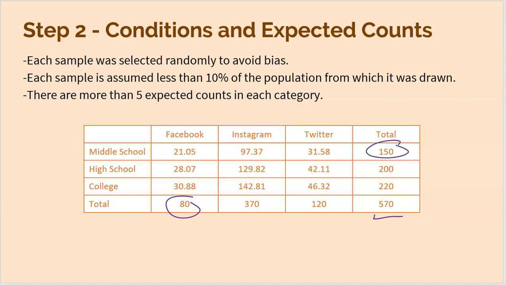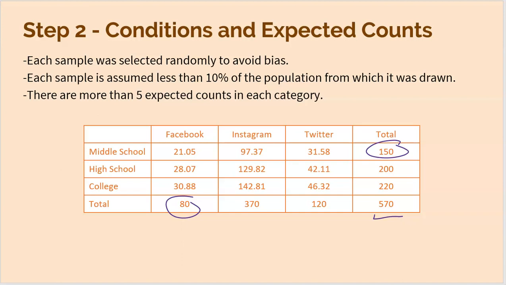Now, just so you understand where these numbers are coming from, it's really important that you understand that I build this assuming the null is true. So, for example, 80 out of 570 is about 14% of people in this survey who use Facebook. So if there is no difference in the distribution across the populations, I should see 14% of middle schoolers. So that'd be 150 times 14%. Yep, right about 21. I should see 14% of the 200 high schoolers. Yep, right around 28. And I should see 14% of the 220 college students. Yep, right around 30.8 that use Facebook.